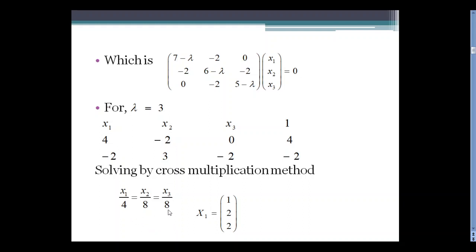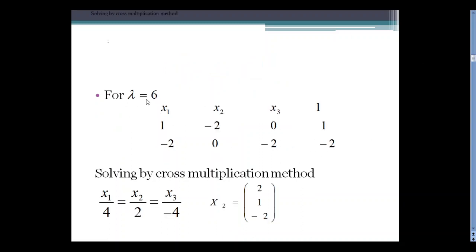Now all three elements are divisible by 4. We get 1, 2, 2. That is, your first eigenvector is X1 equal to 1, 2, 2, for lambda equal to 3.